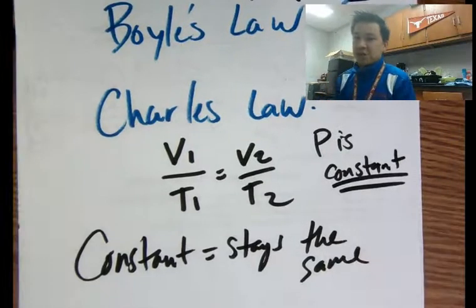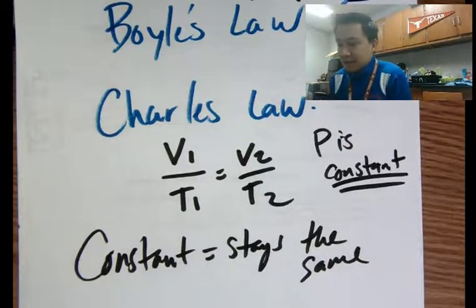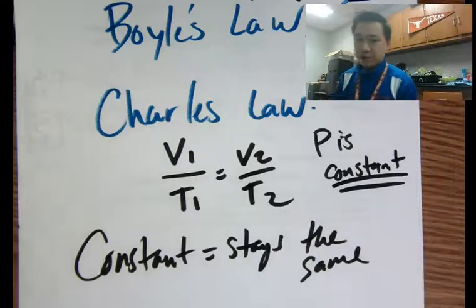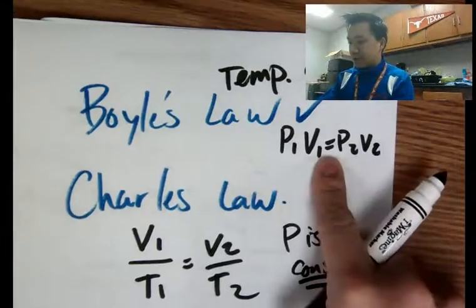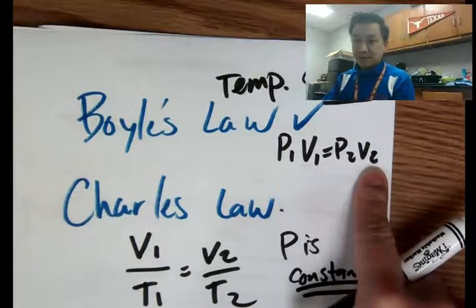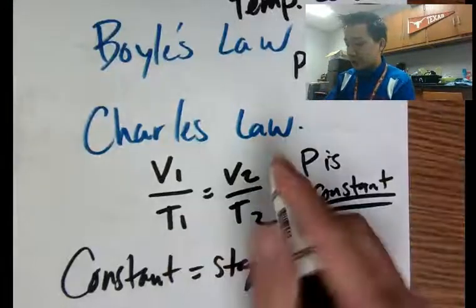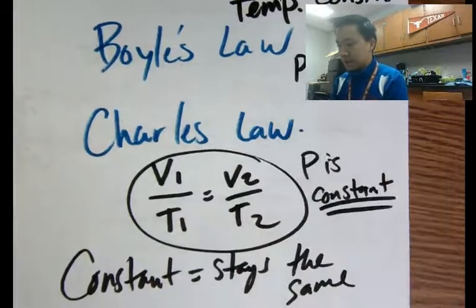So it's basically crossed out. It's not in the equation. It doesn't show up in the equation, because it stays the same. So in other words, Boyle's Law: temperature is constant, you don't see temperature. Charles' Law: pressure is constant, you don't see pressure.